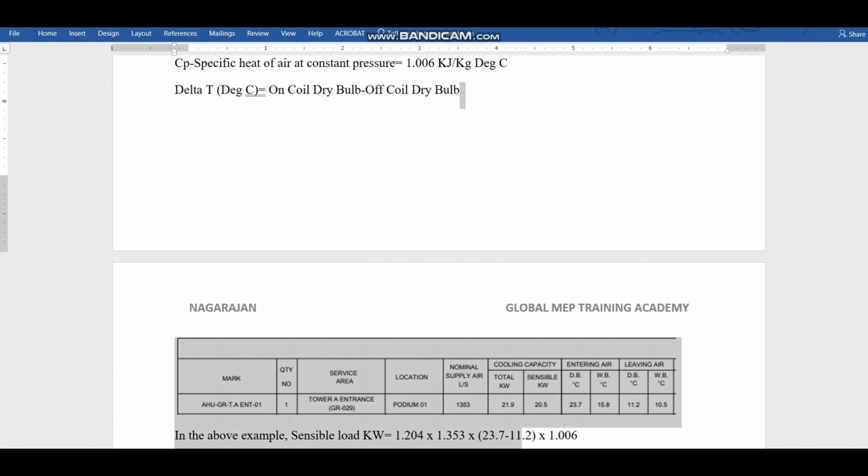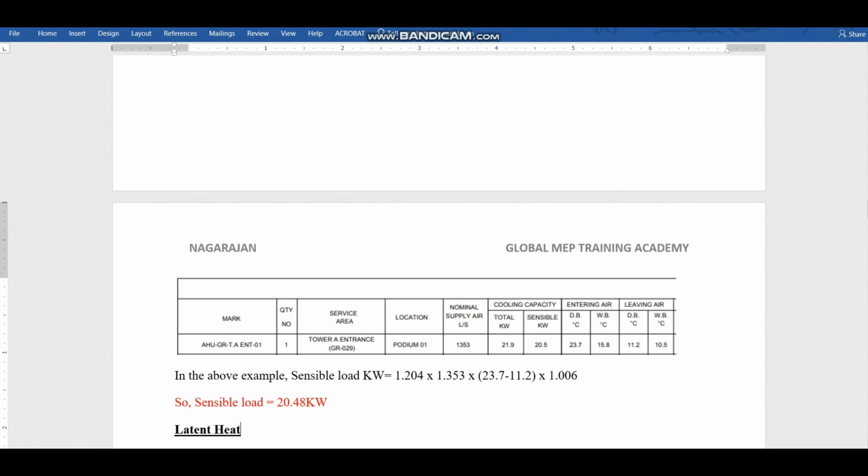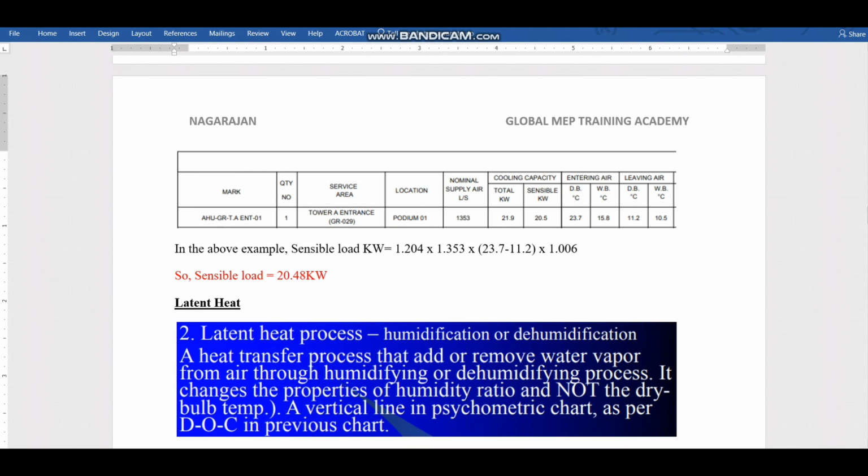As you see here, the on-coil dry bulb is 23.7 degrees Celsius and the off-coil dry bulb is 11.2. So I applied all this in the formula and multiplied with 1.006, which, as I mentioned, is the specific heat of the air. Now you can get the answer: 1.204 into 1.353 into 23.7 minus 11.2 into 1.006 equals 20.48 kilowatt. That is the sensible load for this AHU. In the HVAC schedule they have given the same 20.5, so 20.48 rounds off to 20.5. So it is correct. The sensible load is correct.